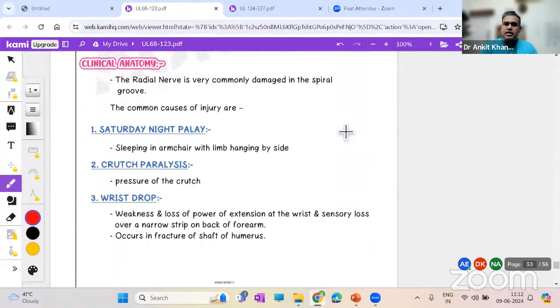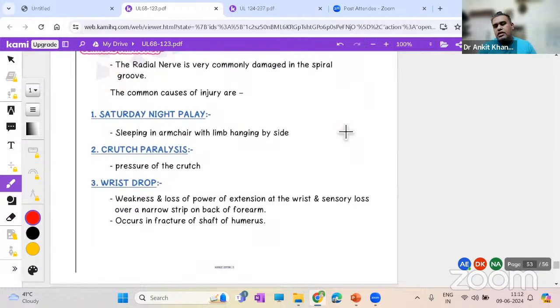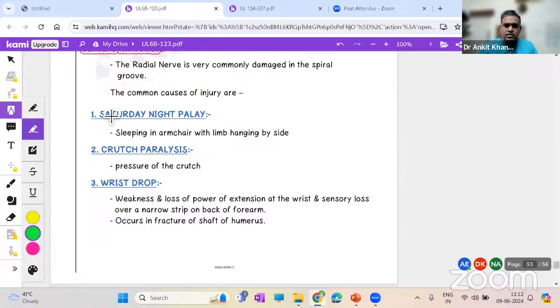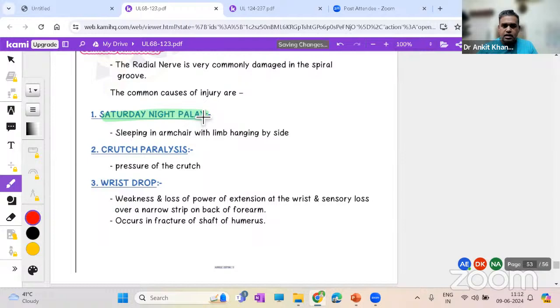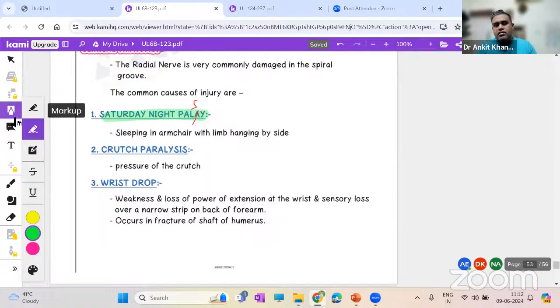Clinical anatomy is what I told you in the beginning, that is why we are going through all these branches. See, there could be Saturday night palsy. These are very, very important points. Saturday night palsy, you have to write in the theory exam. This is palsy, P-A-L-S-Y, right? Saturday night palsy is supposedly caused by sleeping in an armchair with the limb hanging by the side. So the limb is by the side of the chair like this, right?